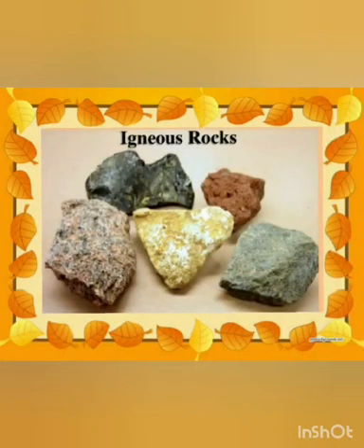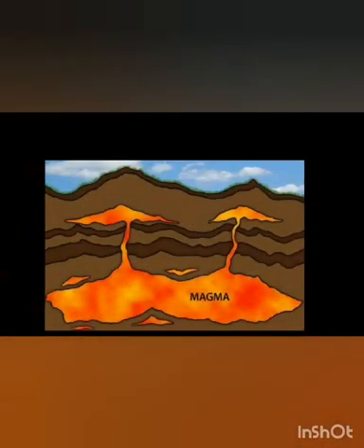Igneous rock. What is an igneous rock? A rock that has formed from the cooling and solidification of magma or lava is called an igneous rock. What is magma? Magma is a mixture of molten and semi-molten rock found beneath the surface of the earth.